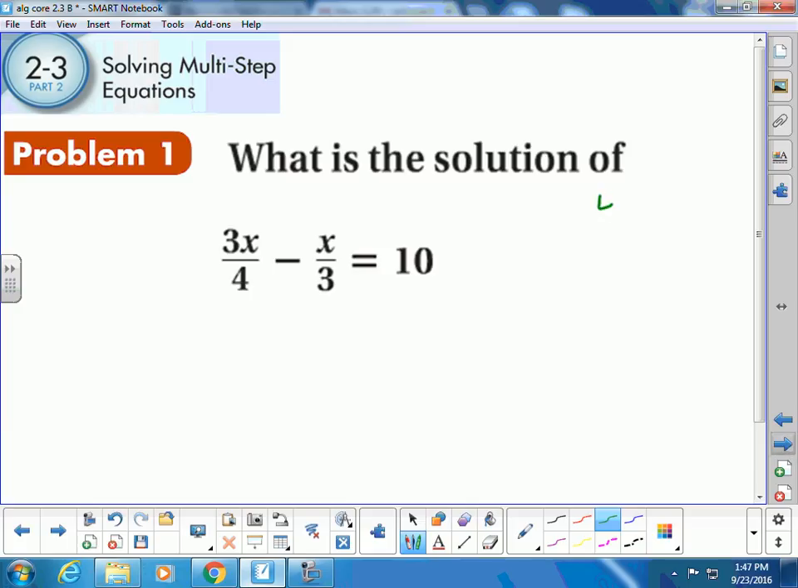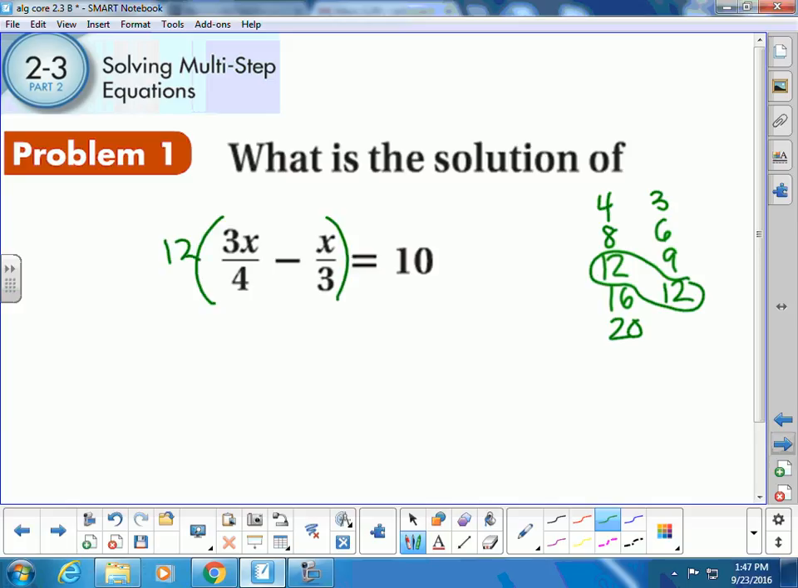So let's think of multiples of 4. 4, 8, 12, 16, 20. Let's think about multiples of 3. 3, 6, 9, 12. Hey, I think I have a match. They both go into 12. So I am going to get rid of those fractions by multiplying both sides by 12. So I'm going to take this whole thing, multiply it by 12, and this whole thing, multiply it by 12.